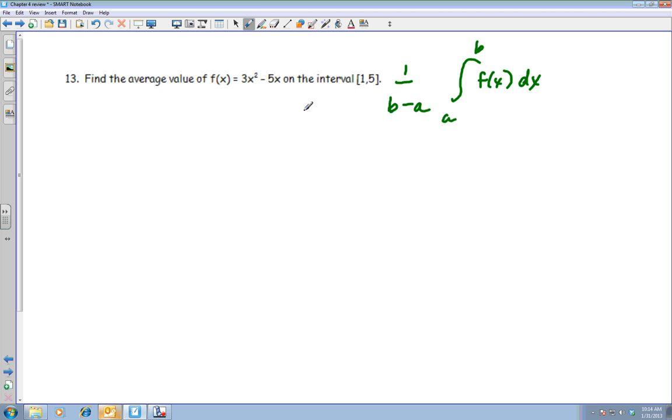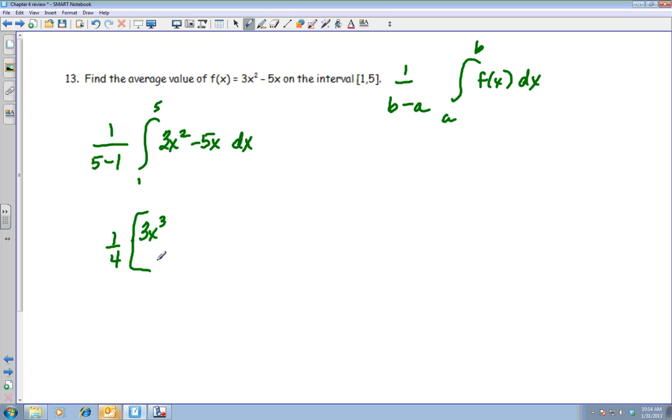Okay, so let's just plug our numbers in. 1 over 5 minus 1 times the integral from 1 to 5 of 3x squared minus 5x dx. So that's going to give me 1/4 times, I'm going to go ahead and integrate 3x to the third, and that's going to be 1/4 times all that. 3x to the third over 3 minus 5x squared over 2.